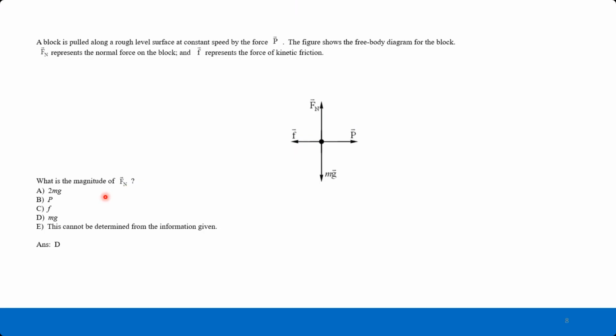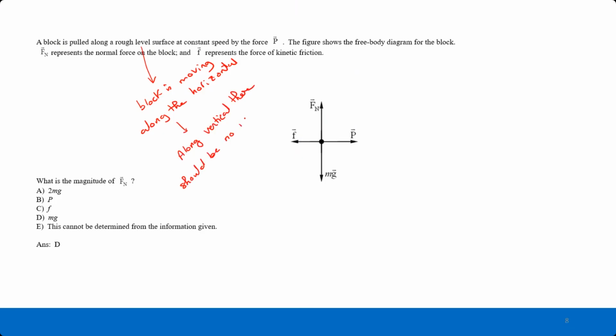So one thing I know is the block is moving along the level surface. It's moving along the horizontal. So my first comment is the block is moving along the horizontal, which means that along the vertical there should be no motion. And if I don't want to have any motion, then the forces along the vertical must cancel out. If I have a net force along the vertical, then the object must move along the vertical, which is not the case here.